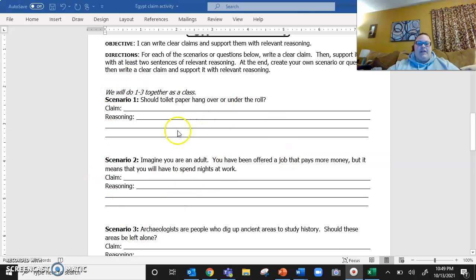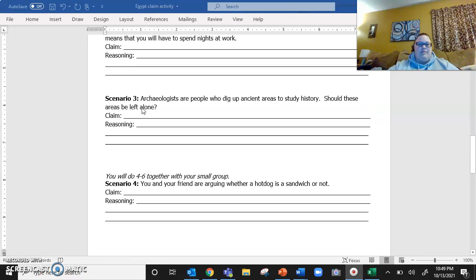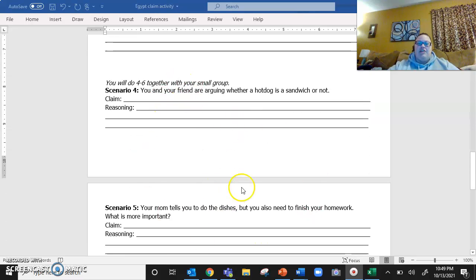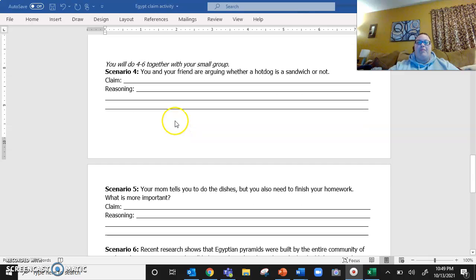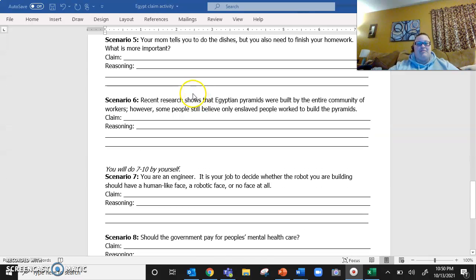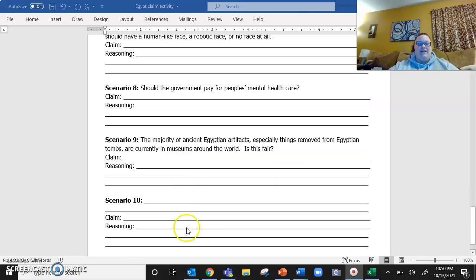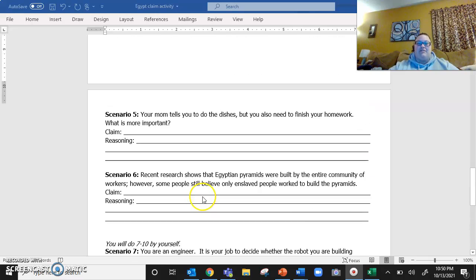So 1 through 3 we'll do together as a class. 4, 5, 6 you would in theory do with your small group, but if you were not here in class, then you're going to have to do that by yourself also. And 7 through 10, again, you are doing by yourself.